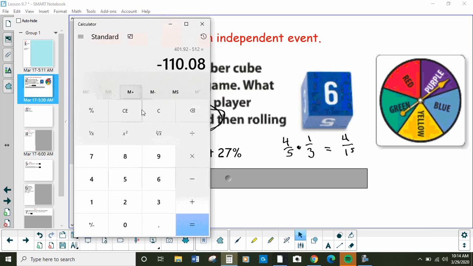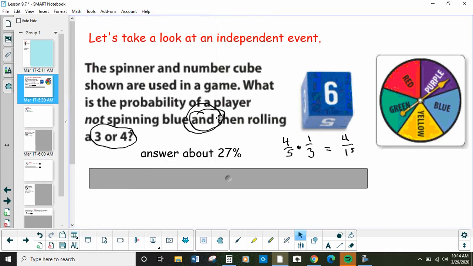Now 4 out of 15 chance, all fractions are what? Division problem. So 4 over 15 means 4 divided by 15, which gives me a decimal that rounds to about 0.27 or 27 hundredths. And 27 hundredths, move the decimal 2 times, gives you a probability of about 27%. So of course, percent means out of 100, right? So if you did this experiment 100 times, 27 out of those 100 times, or 4 out of 15 times, you'll roll something that's not blue, and you'll roll a 3 or a 4. That's how that works.